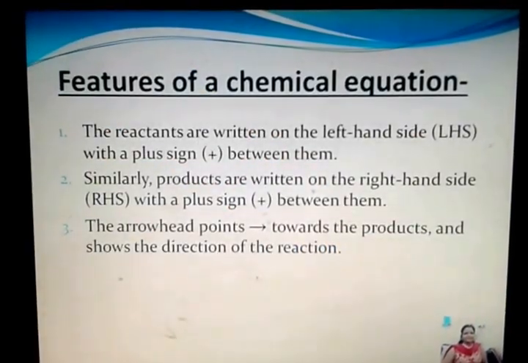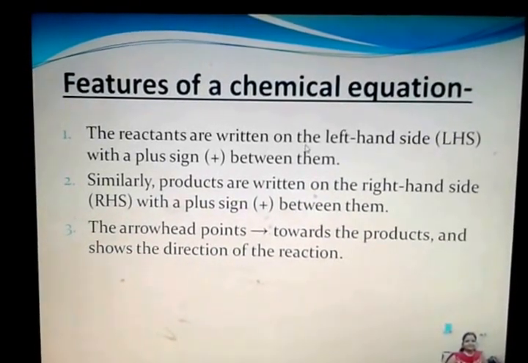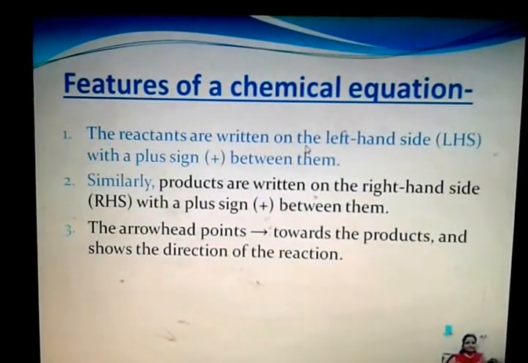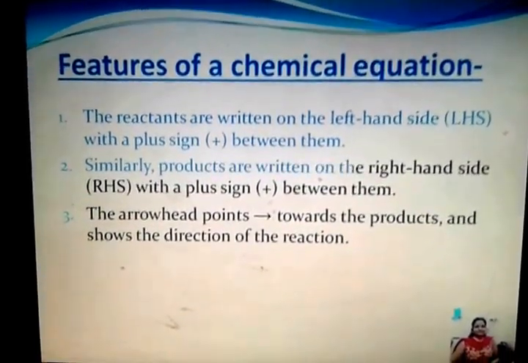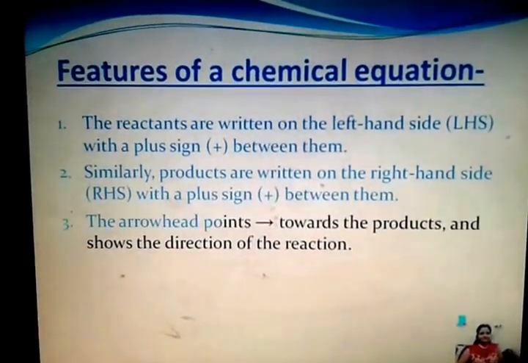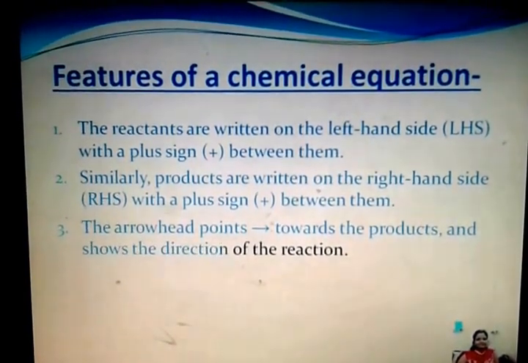Features of a chemical equation. The reactants are written on the left hand side with the plus sign between them. Similarly, products are written on the right hand side with the plus sign between the products. The arrowhead points towards the product and shows the direction of the reaction.